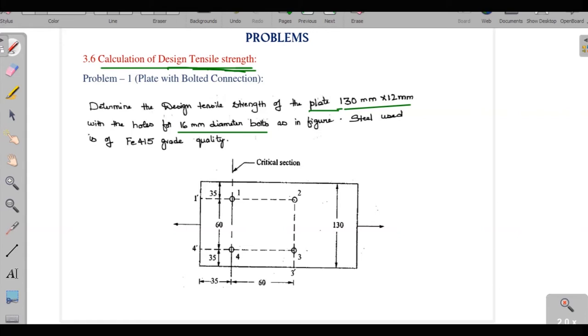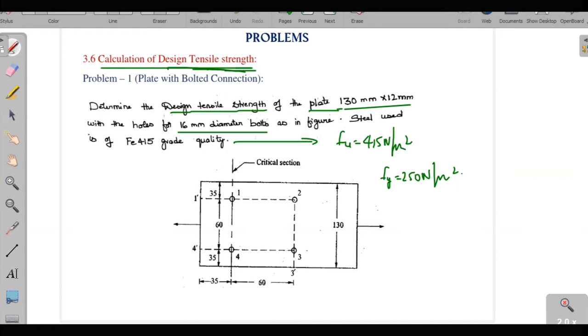So there are holes made for 16 mm dia bolts. Steel used is Fe415 grade quality. So for this grade of quality of steel, Fu is equal to 415 Newton per mm square and Fy is equal to 250 Newton per mm square. So this is the section. So what is design tensile strength?